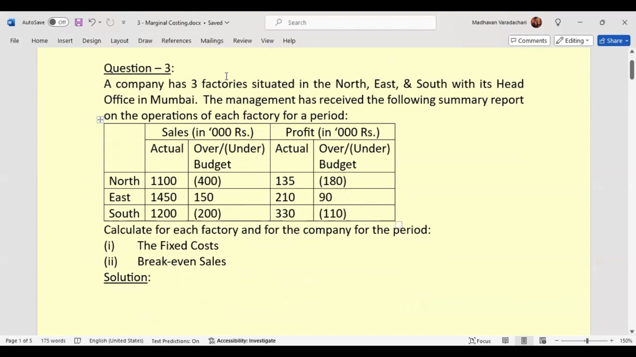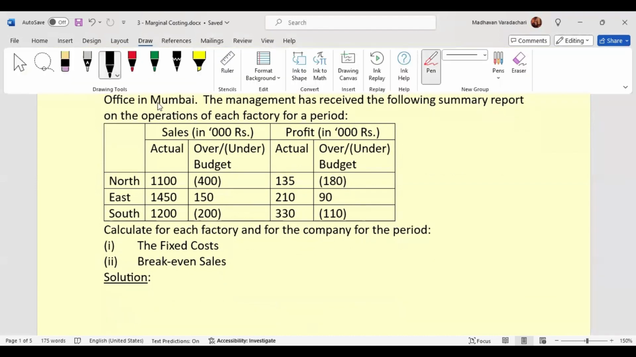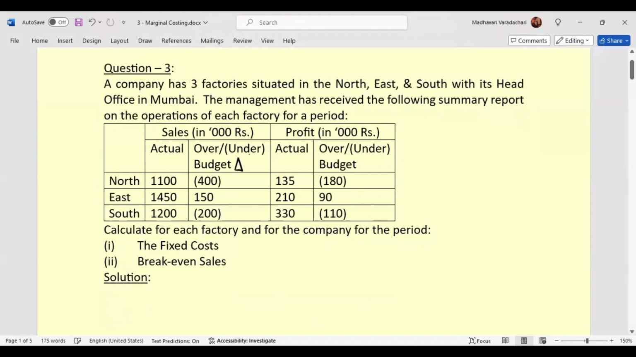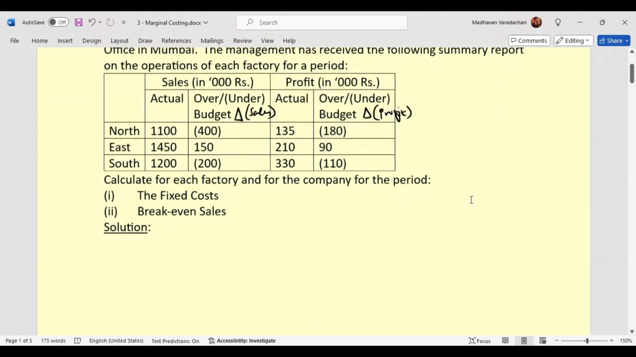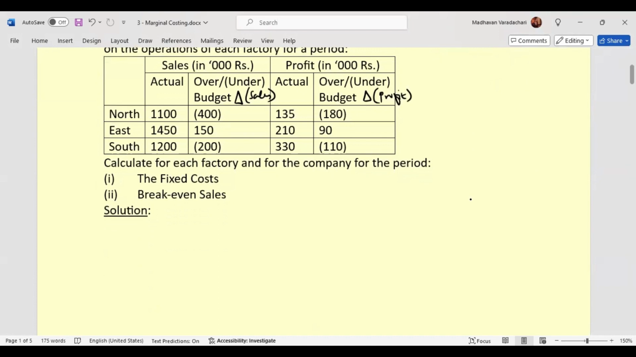So here, the under budget or over budget figure is actually a change in sales. This one is the change in sales. This one is the change in profit. So when we have change in sales and change in profit, we can very well calculate the PV ratio for all the 3 regions, north, east, and south.